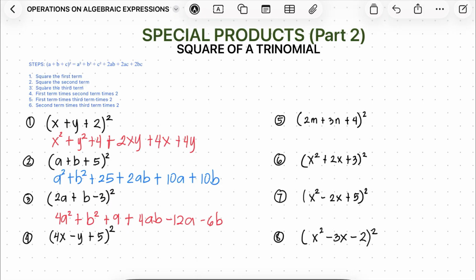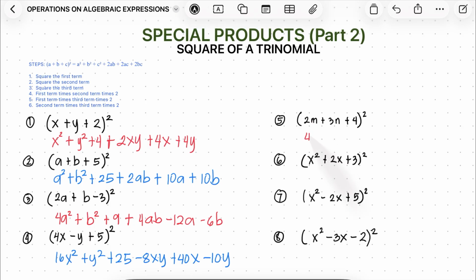Okay, next example, we have square of 4x, that will be 16x squared. Square of negative y, that's positive y squared. Square of 5, that's positive 25. And then first term times second term, that's negative 4xy, times 2, that's negative 8xy. Next, 4x times 5, that's 20x, times 2, that's 40x. And lastly, we have negative y times 5, that's negative 5y, times 2, that will be negative 10y.